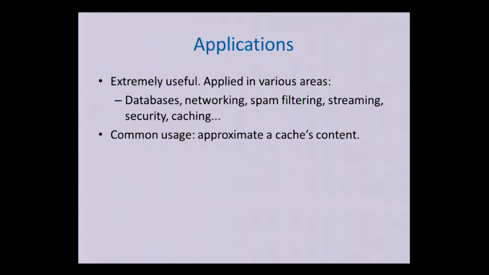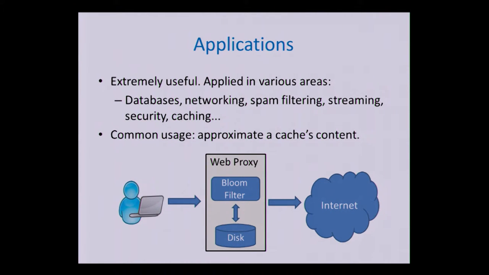I want to specify one common place where it's used: representing the content of a cache. Suppose we have a web proxy that fetches pages from the internet and it has some cache. A user requests some element, and the web proxy first wants to check if it has this web page in the cache, and if not, it goes to the internet. Going to the disk is very slow, it's a disk query. So we represent the elements in the cache in a Bloom filter that takes a small amount of memory.